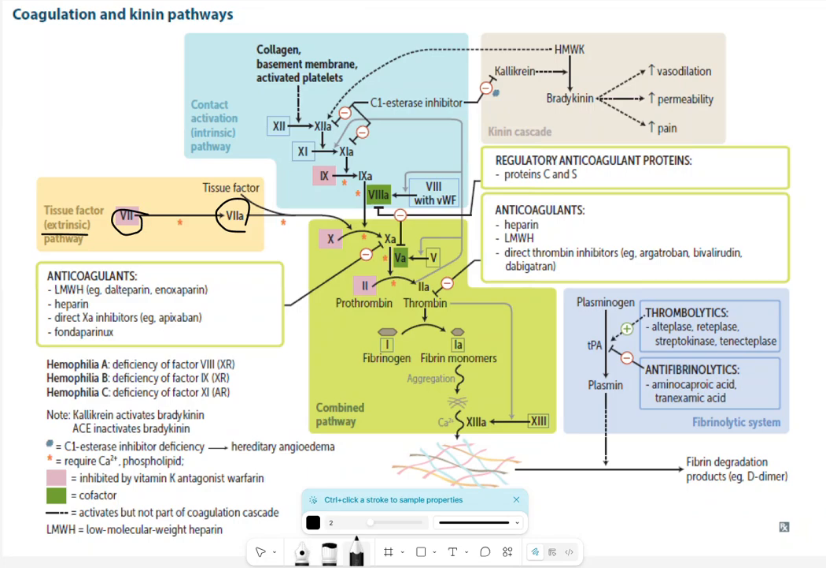Now look at the coagulation kinin pathways. First and foremost, we look at the extrinsic pathway. For the extrinsic pathway, why do we call it extrinsic? Basically, it's because the trigger comes from outside the blood.